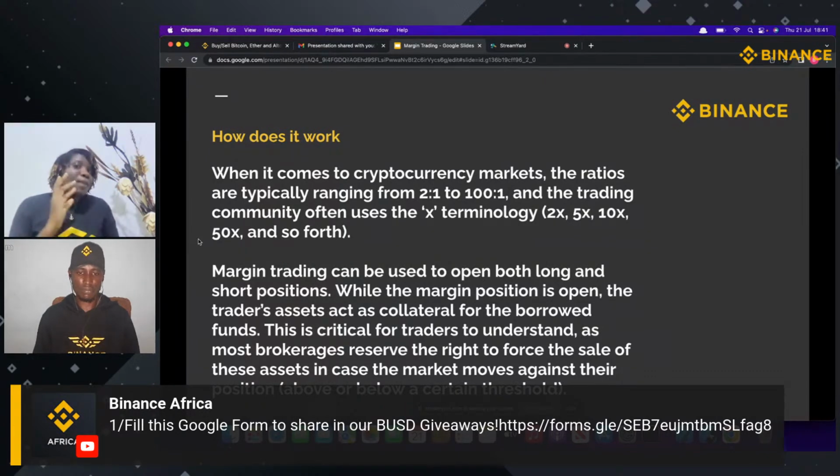You can have a margin call because anytime there's leverage, your funds become collateral. And if the trade goes against you, the brokerages would just liquidate your assets and then you have nothing. That is another thing you should take note of, and that's what makes margin trading risky because of the leverage.